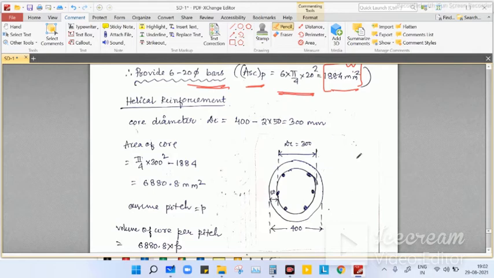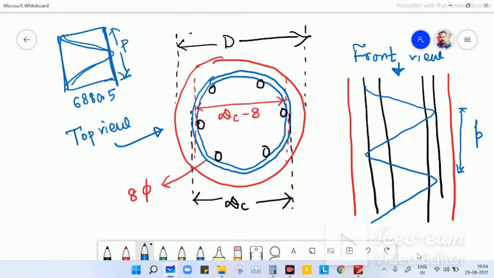So the core diameter, you can see here, this is the outer diameter 400. The core diameter Dc is 400 minus clear cover, that is 50. So 400 minus 2 into 50, that is 300. So we got the diameter, that is 300. The area of the core is pi by 4 into 300 square minus the steel portion, these 6 bars. So area of the core is 6880.5.